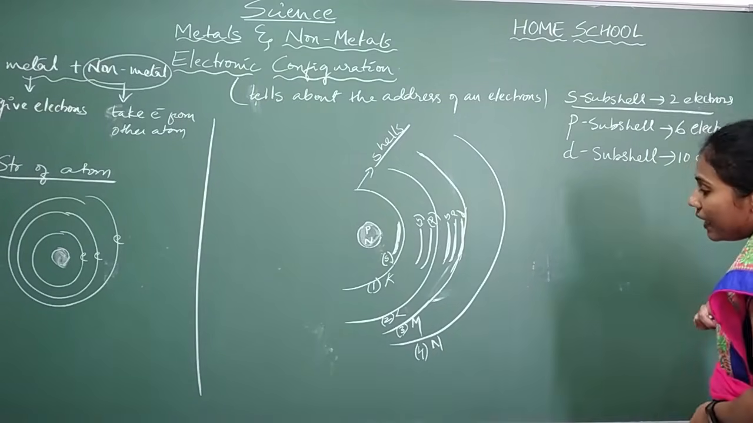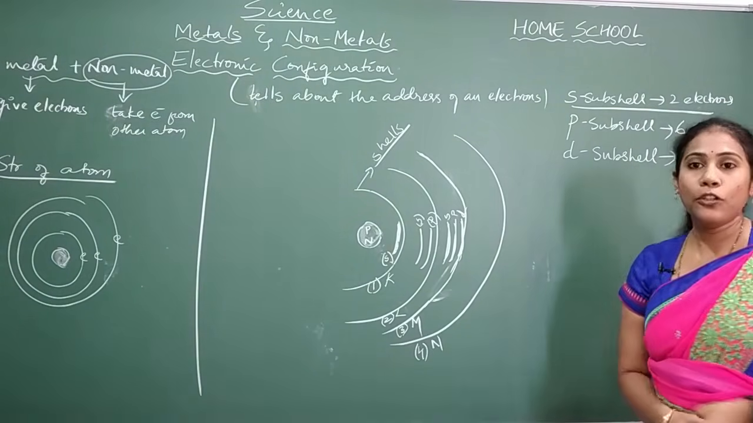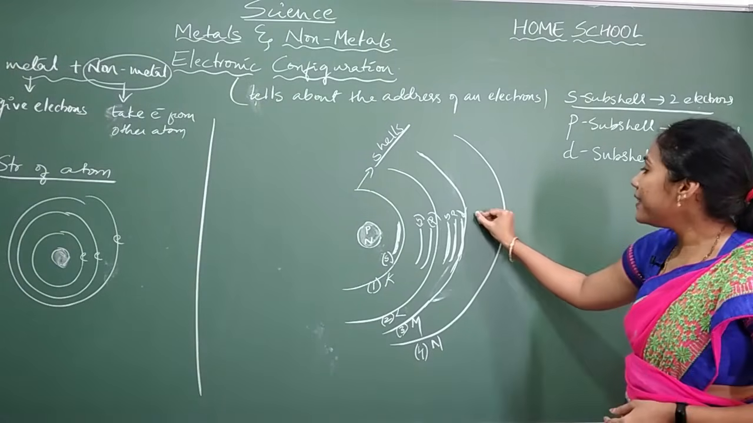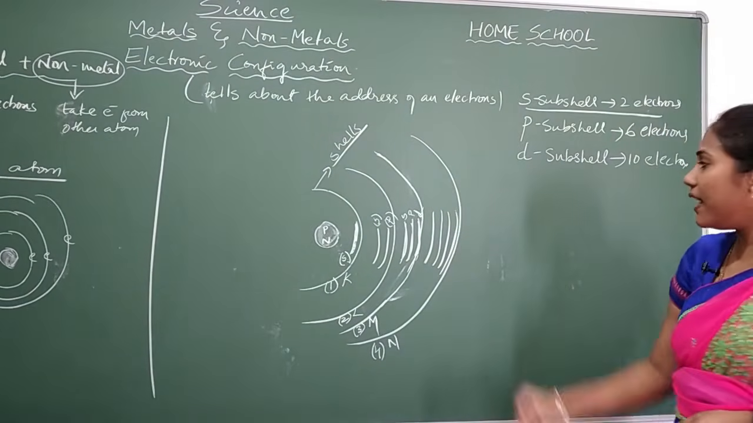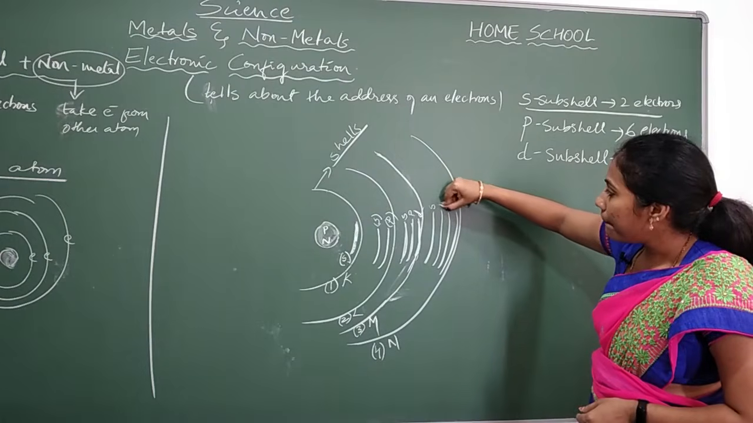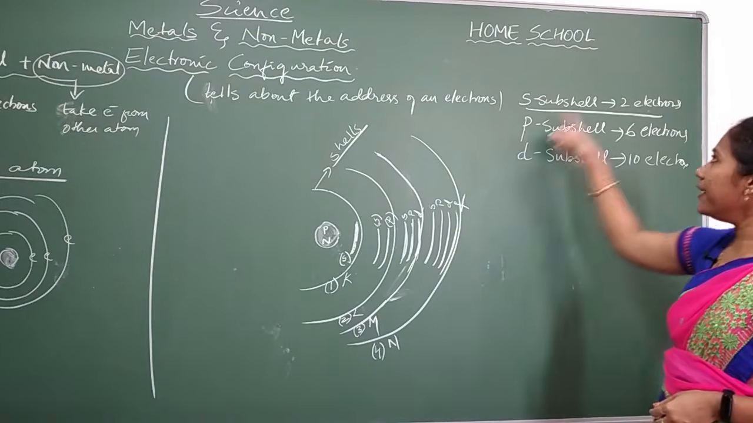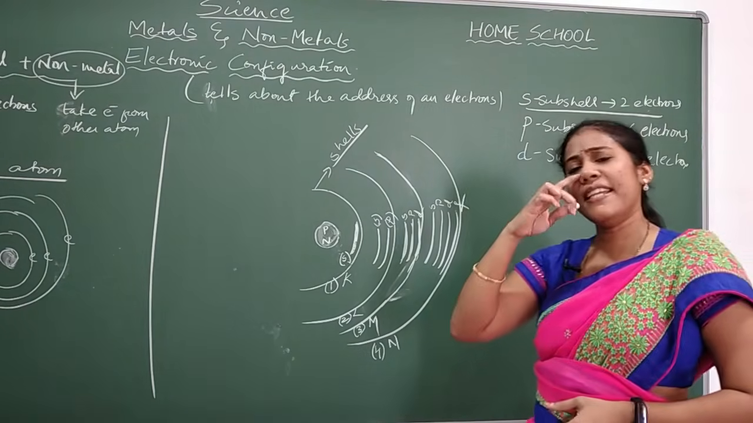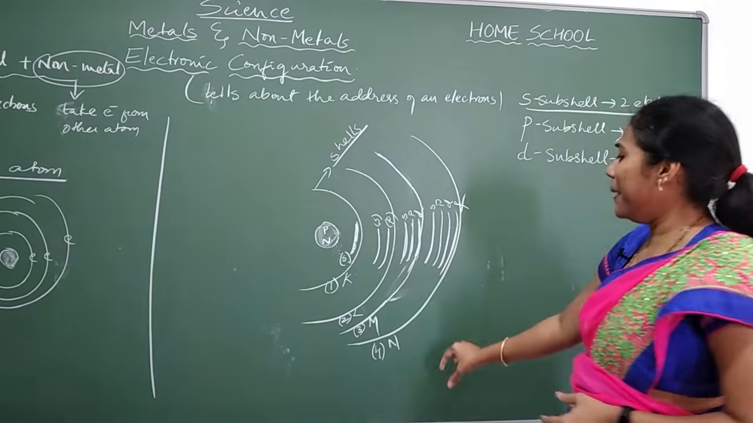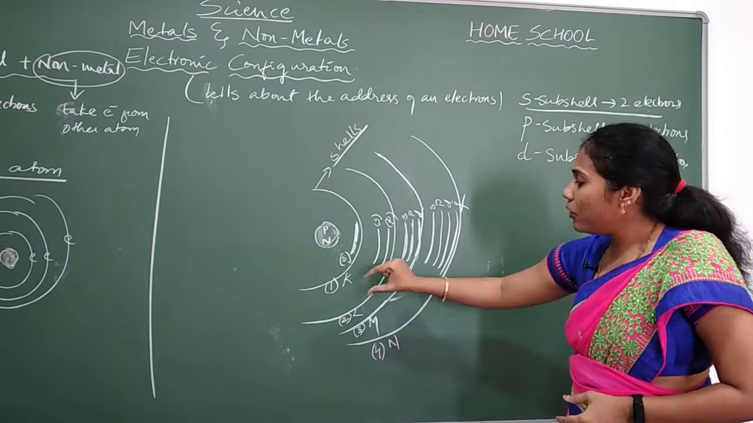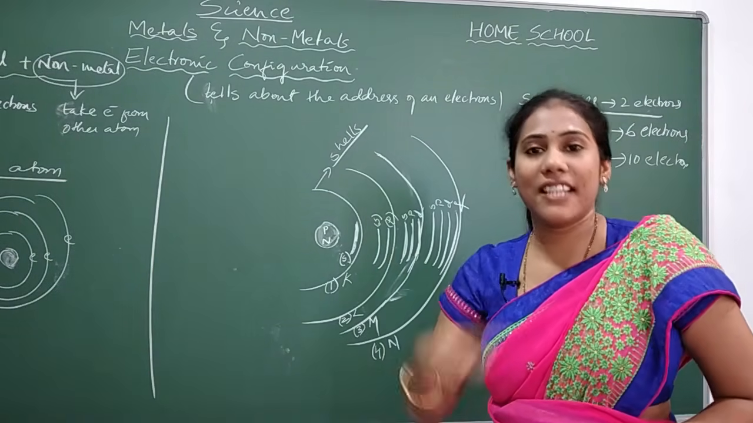Okay, and now let us go for N main shell. That is the last taluk which you have in a district. Okay, and this one can have 4 colonies, that is 4 subshells. What are they? S, P, D and F. Okay, so for S colony, when you see the name S, its capacity is 2 electrons only. When the colony is named P, that P may be there in N taluk, M taluk, L taluk or K taluk. Okay, so whenever you see P, it means it can have 6 electrons within it.